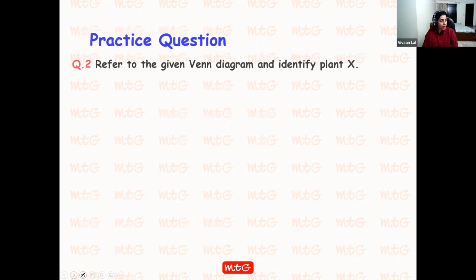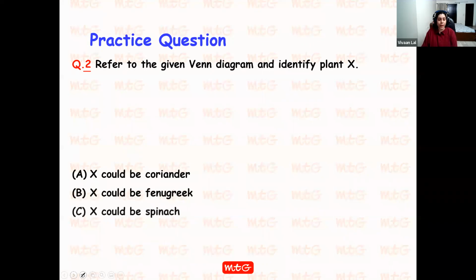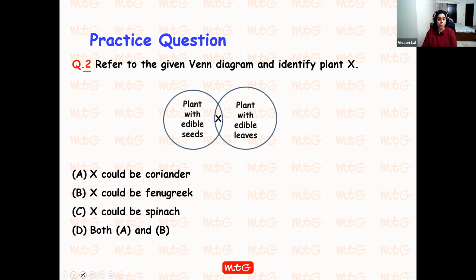Okay, everybody on mute. Now I'm going to ask who hasn't got a chance. Dikshita, beta, unmute yourself. Take this question. Refer to the given Venn diagram and identify the plant X. X could be coriander, fenugreek, X could be spinach, or it could be both A and B.